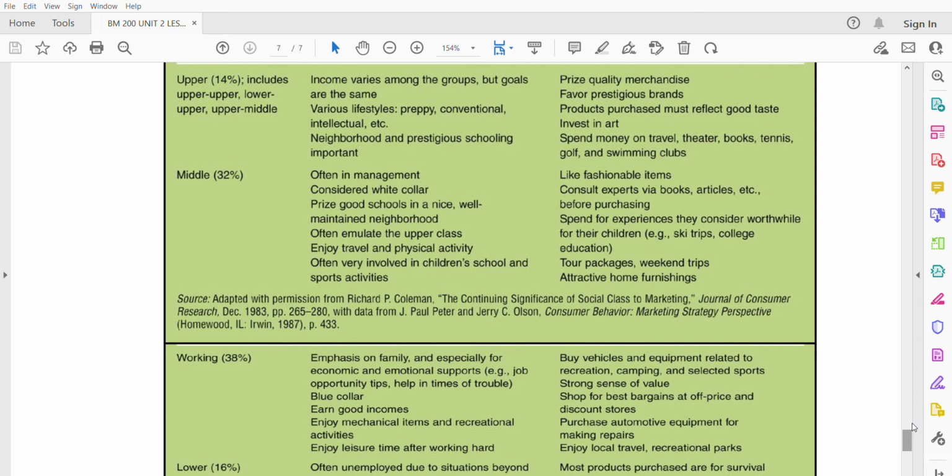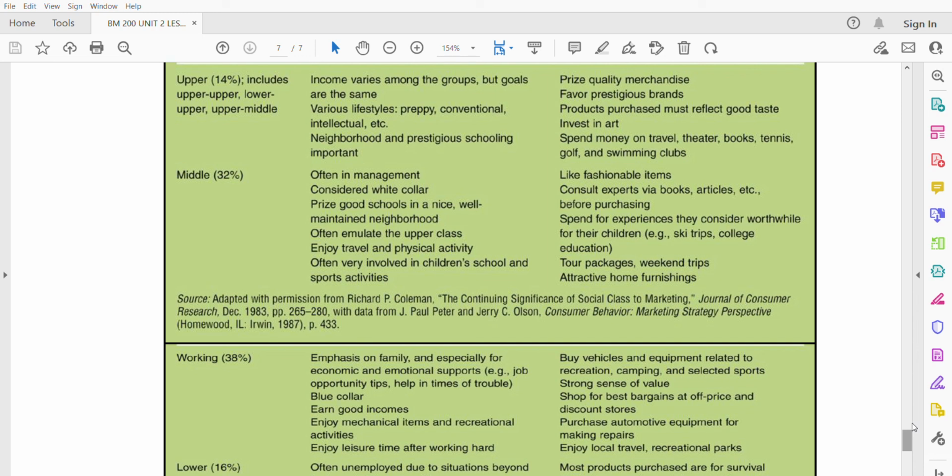So the middle class consumer buying behavior is that they like fashionable items since they like to emulate the upper class. Consults experts via books, articles before purchasing. Spend for experiences they consider worthwhile for their children, like ski trips, college education, educational tours. And then they also like to avail tour packages and weekend trips and buy attractive home furnishings, mga nindot nga appliances.